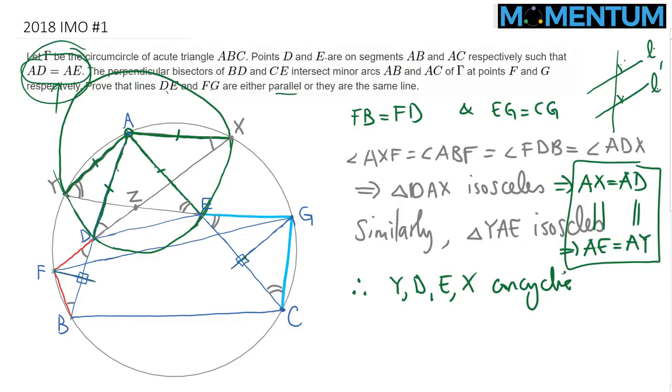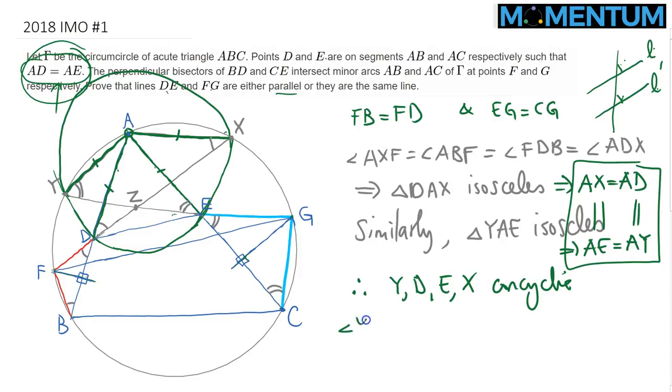Now in the second part, we can further chase the angles. My strategy, my plan is to show that angle YED is equal to angle YGF. Okay, we can just start with angle YED, and clearly YED is equal to YXD. So let's write that down.